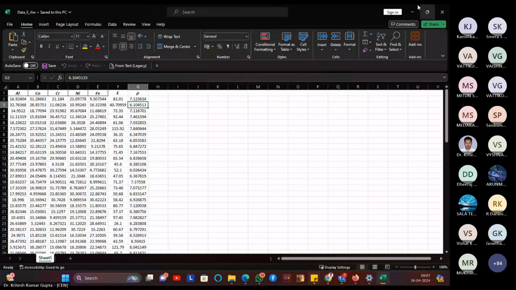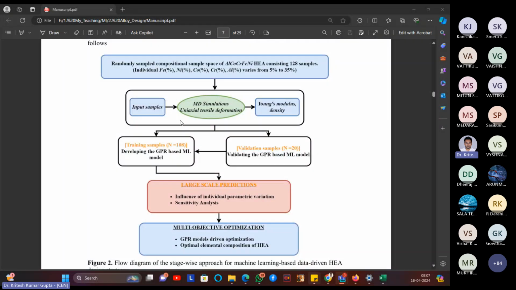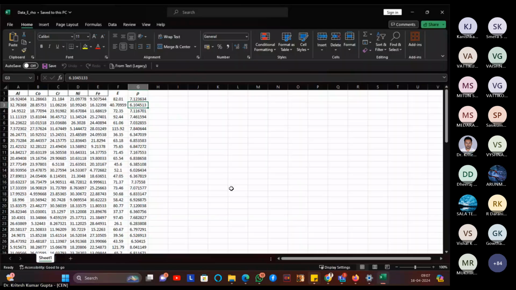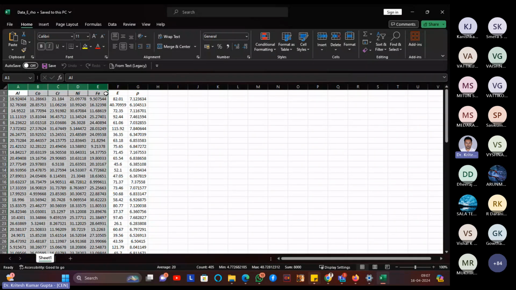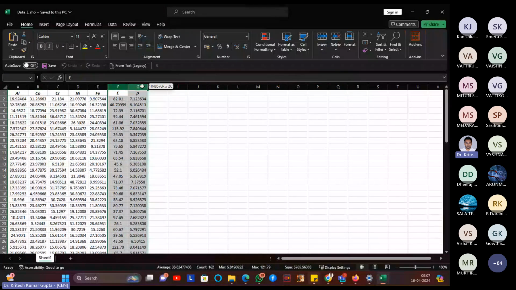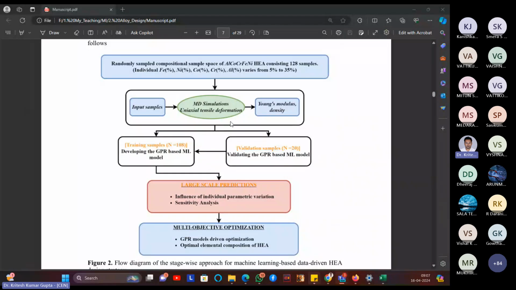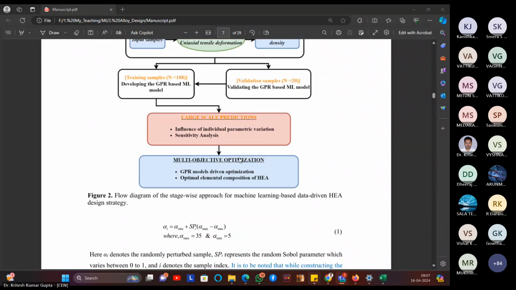Right. Next step: now I have the input features and I have the corresponding responses, the target values, right? So now I can construct a machine learning model. What I did was, out of 128 samples, I used 108 for training, and I kept 20 samples out of the fold for validating my model.